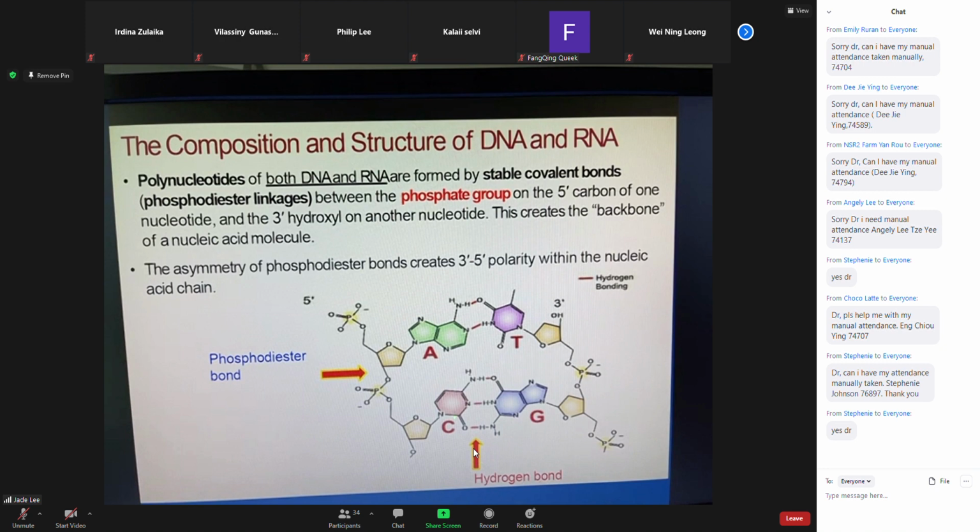Okay, this one is the hydrogen bond. How about this one? Phosphodiester bond. Okay, very good.